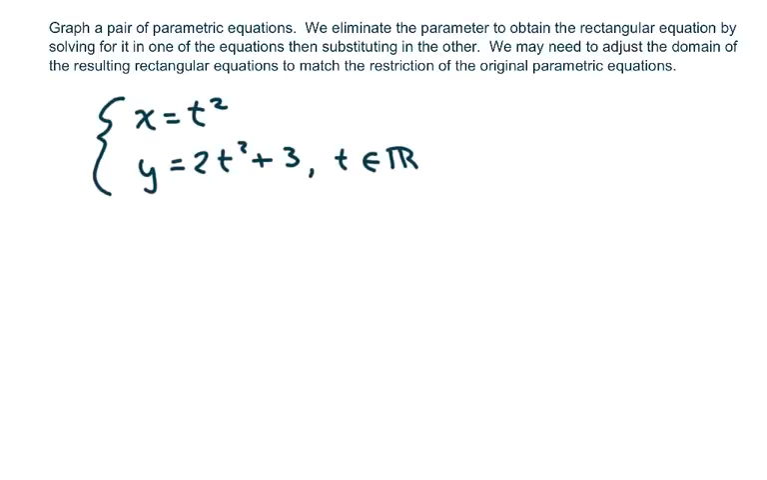Hi everyone, we're going to graph a pair of parametric equations. We want to eliminate the parameter, t, to obtain a rectangular equation by solving for it and then substituting it into the other. We may need to adjust the domain of the resulting rectangular equation to match the restriction of the original parametric equation. So let's talk about that first.